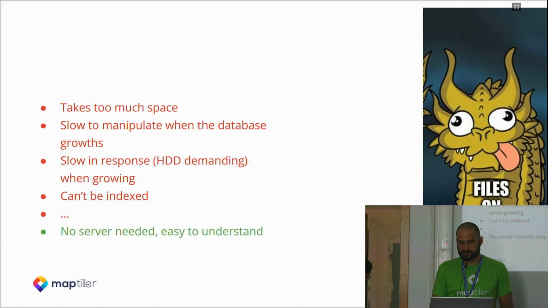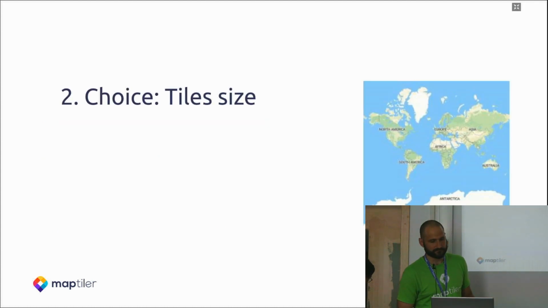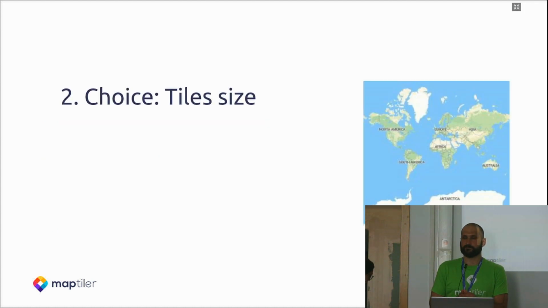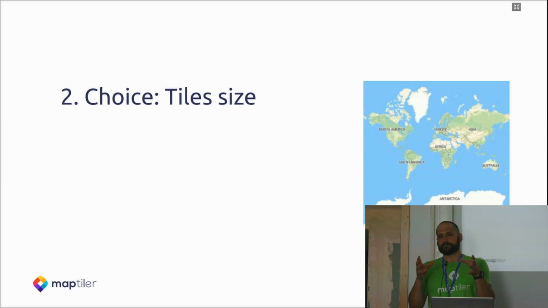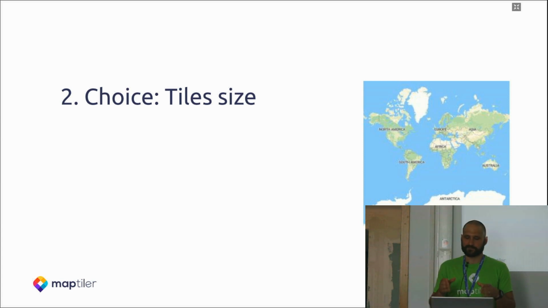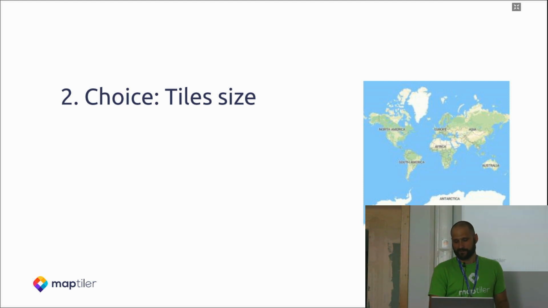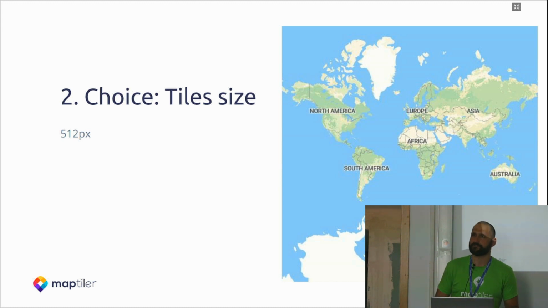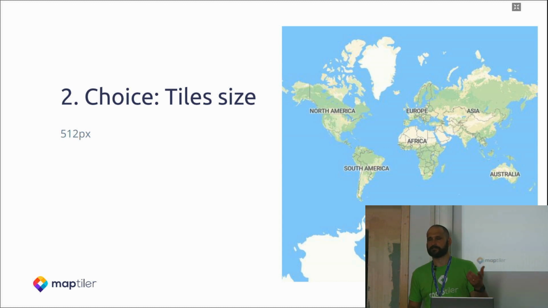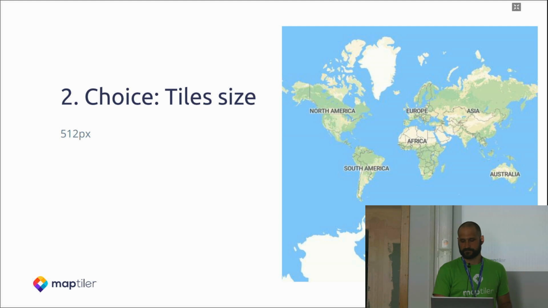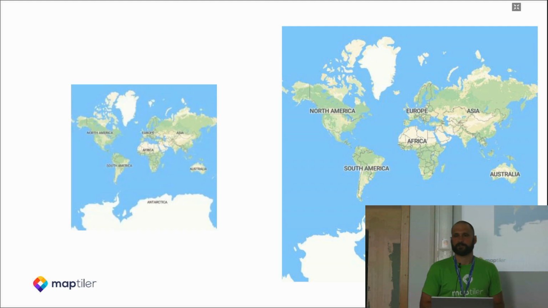You can't index it, and so on. Next choice you will have to make is how big the tiles should be, because originally we started with 256 big tiles. This is how we started some time back, right? But nowadays, more and more applications are using tiles twice as big, 512 pixels. The difference is that you will cover a bigger screen with fewer tiles.